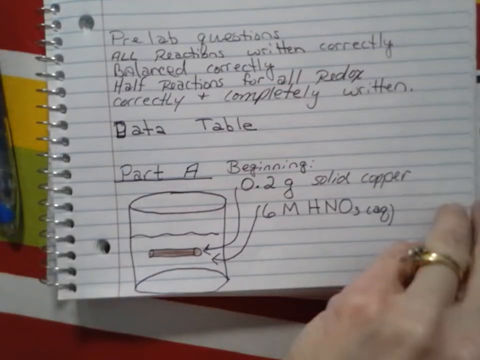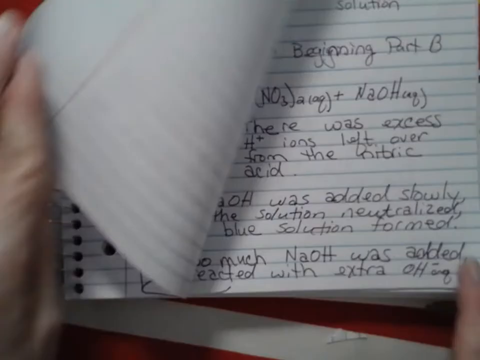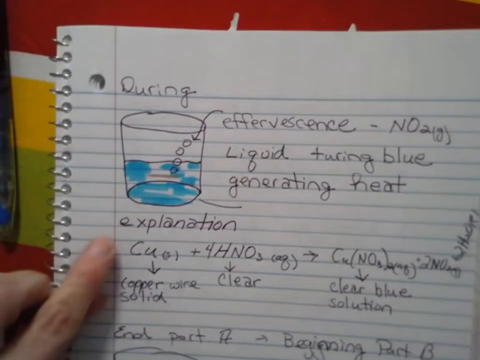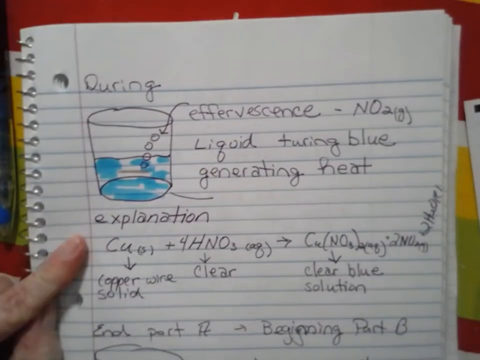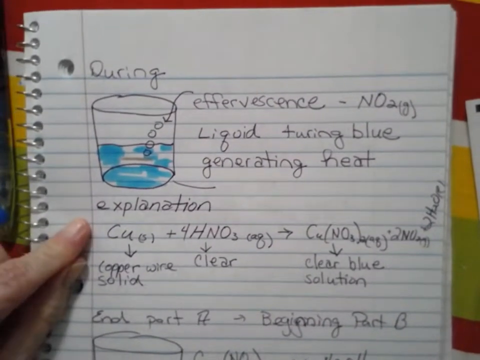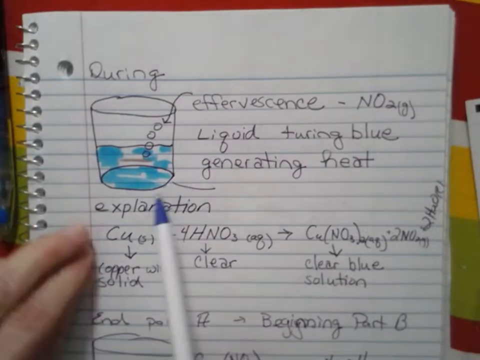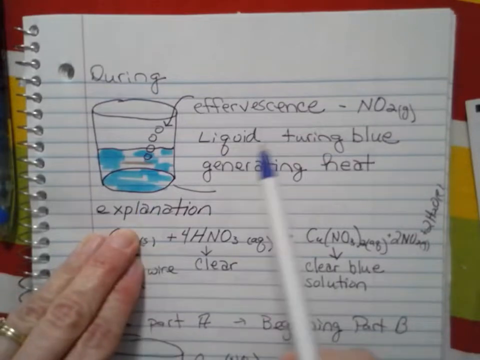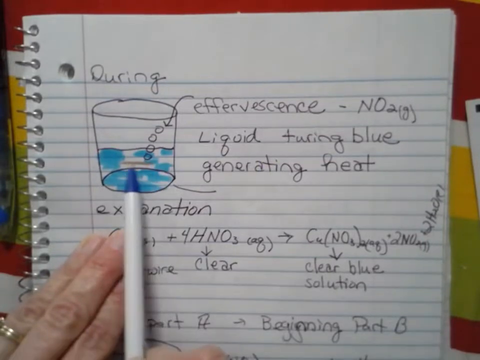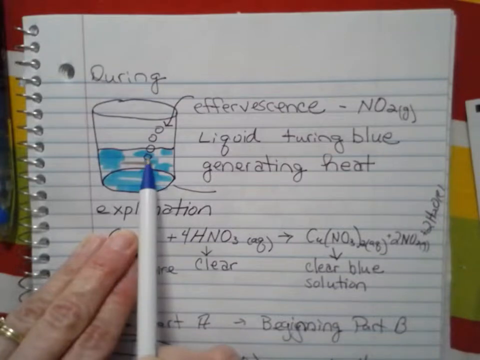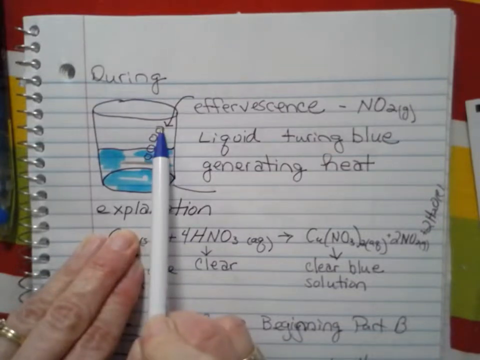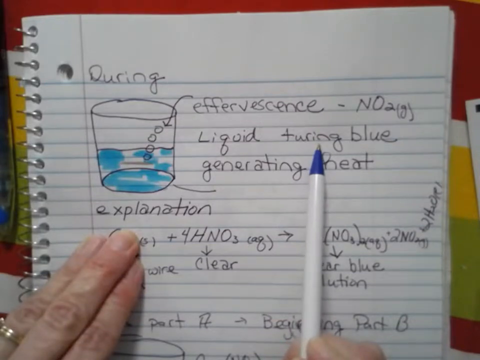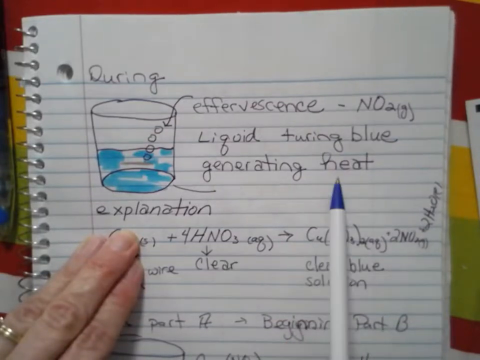And so during that first part, right after I did that, I've got a little diagram showing I got my little piece of copper here, and I had these bubbles. My liquid was turning blue, and it was generating heat.